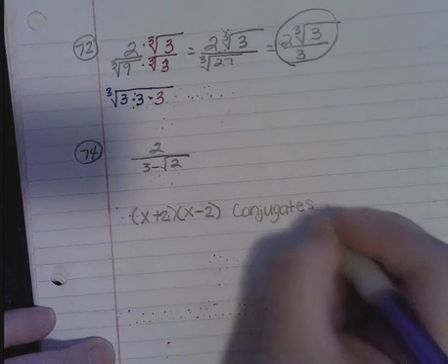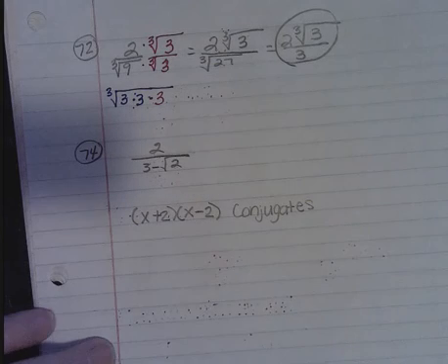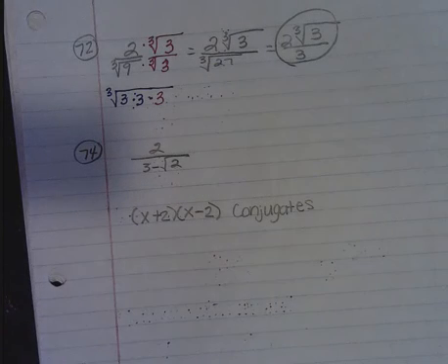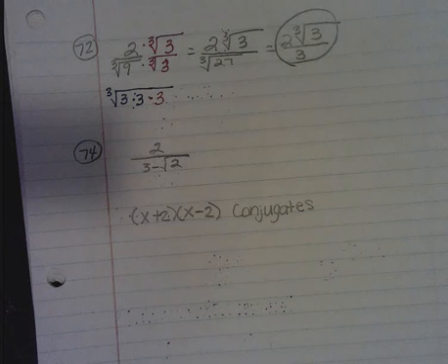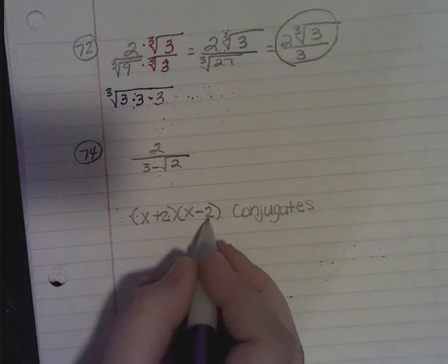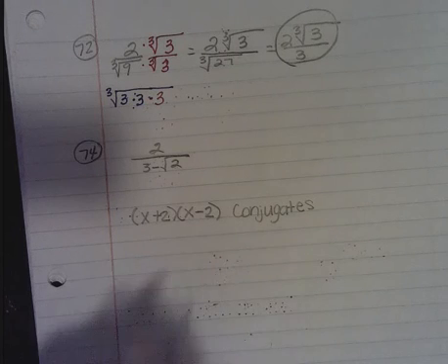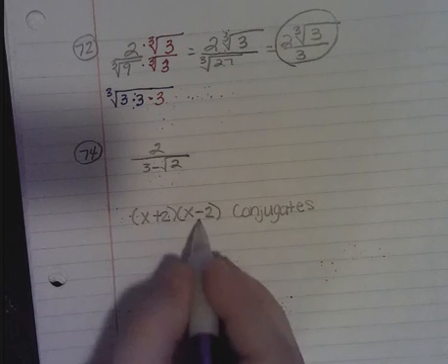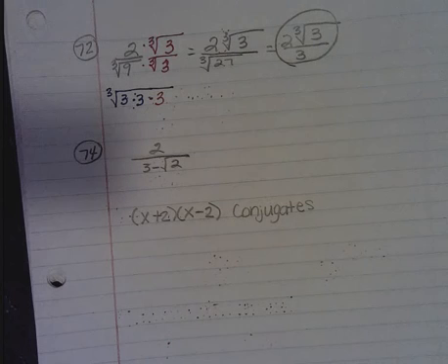They are called conjugates of each other. A conjugate is when you have the same exact binomial. All right, so the same thing inside of these sets of parentheses, except you always have a plus sign in one of them and a minus sign in the other. It does not matter which one you write first. Now let's see what happens when we multiply those.